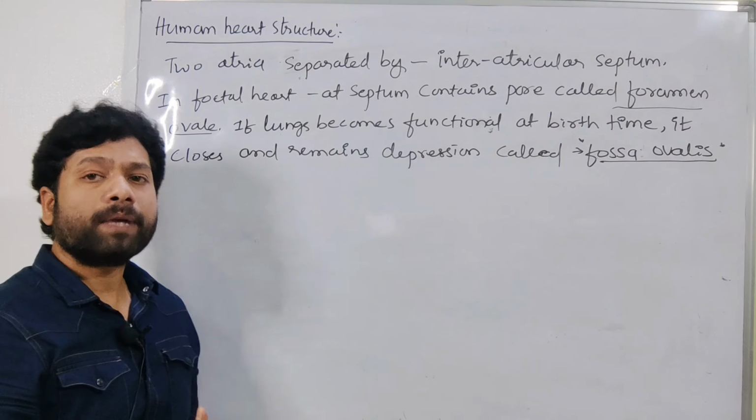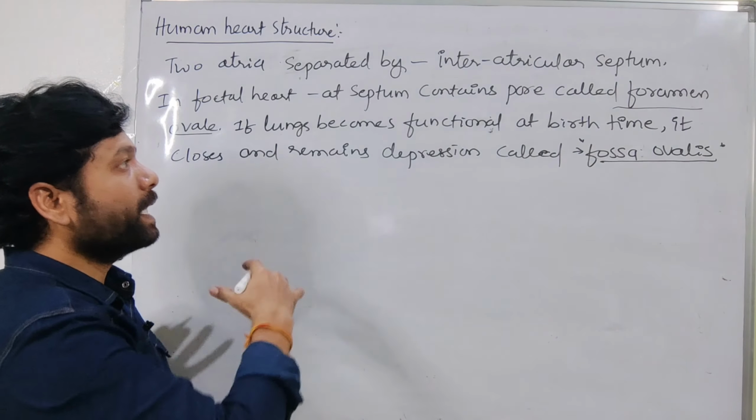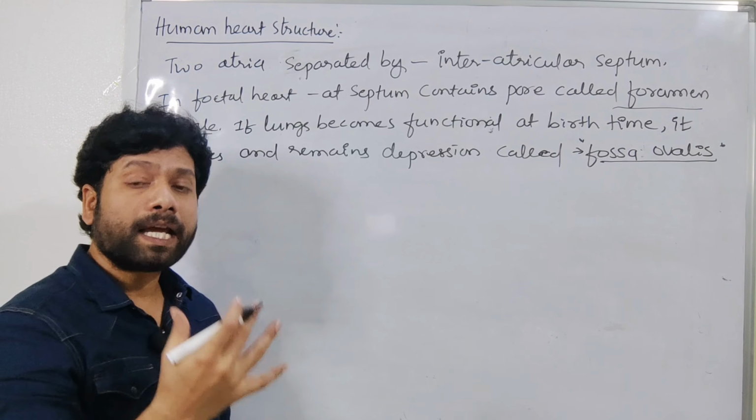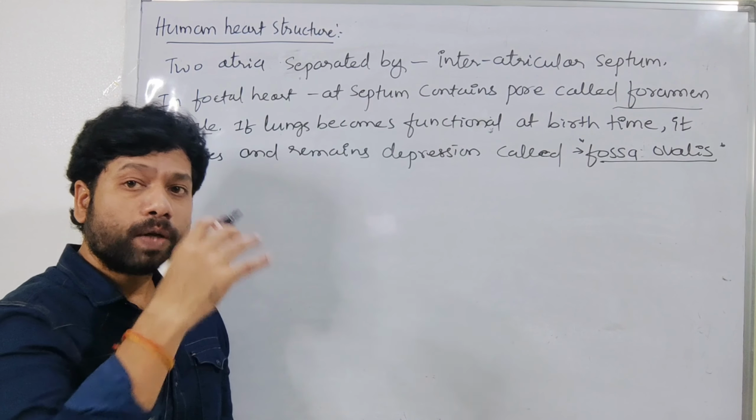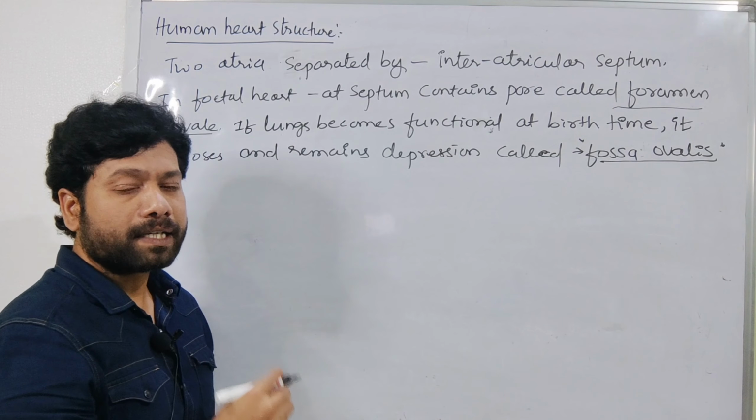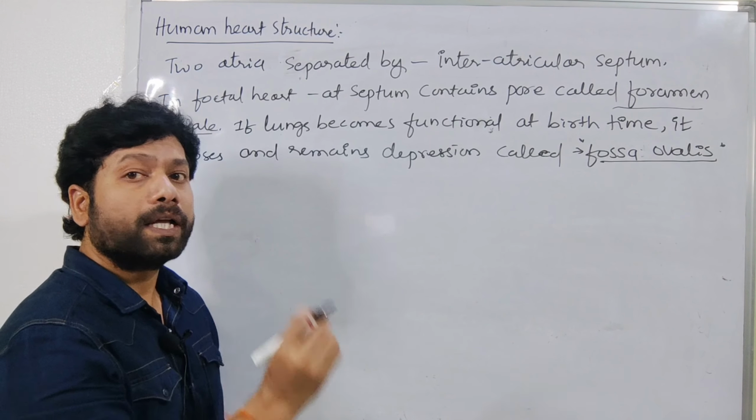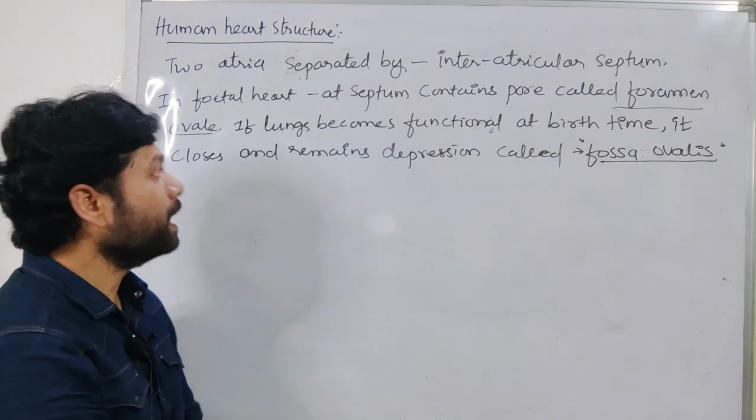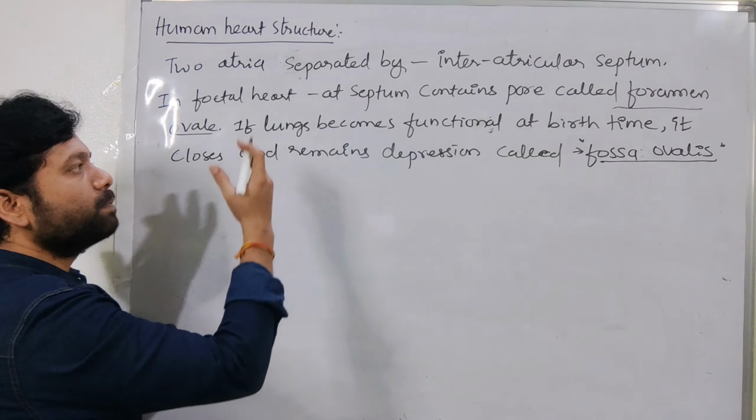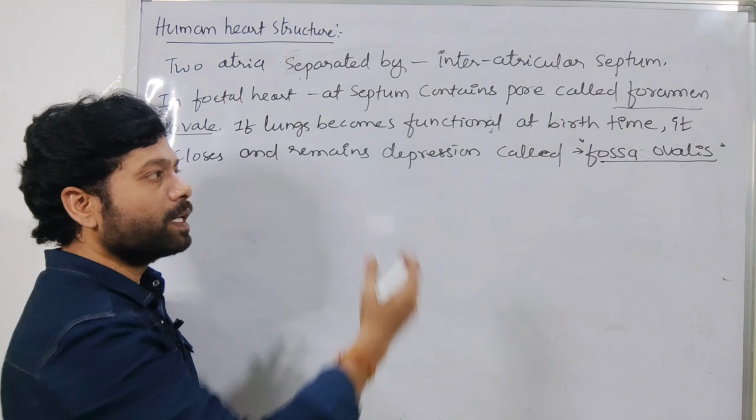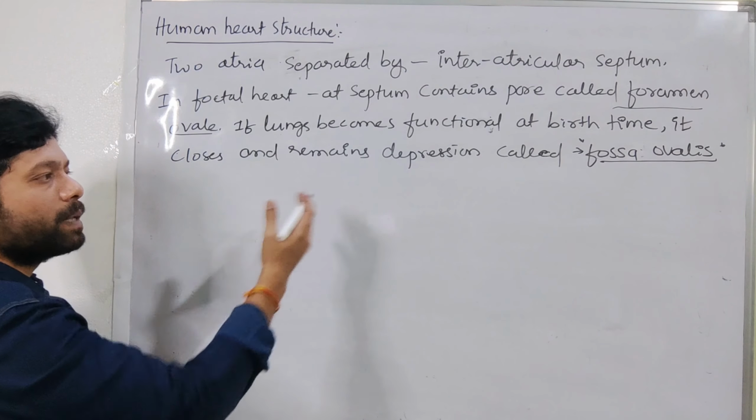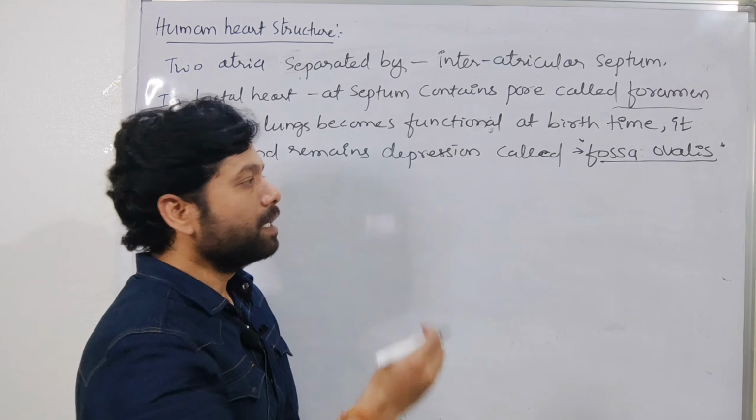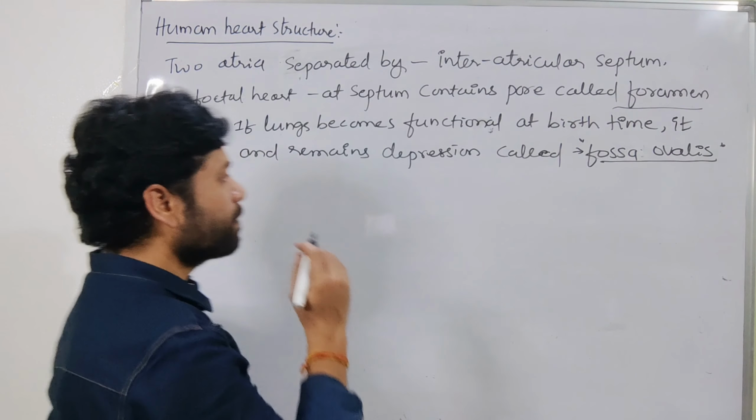The two atria are separated by the interatrial septum. So here in the fetal heart, at the embryonic stage, the interatrial septum contains a small pore. The pore is called the what? Foramen ovale. So if the lungs become functional at birth, then the pore is closed and remains as a patch-like structure. So that is known as fossa ovalis.